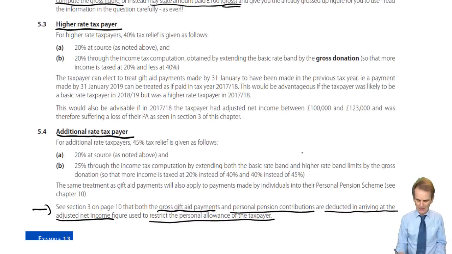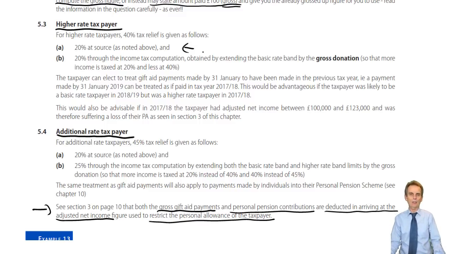Well, it breaks into two. The 20% relief we've already seen, we get at source. We paid £80, we get a £100 deduction going through, a £100 payment going to the charity. They get the £20 tax that you had suffered. Therefore, you only have to pay 80 to give them 100. How about the higher rate relief?